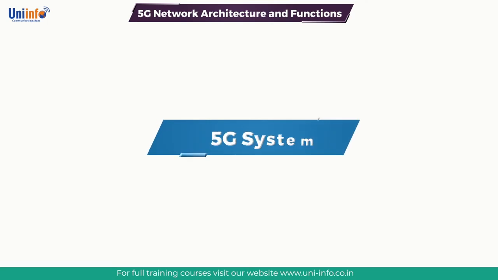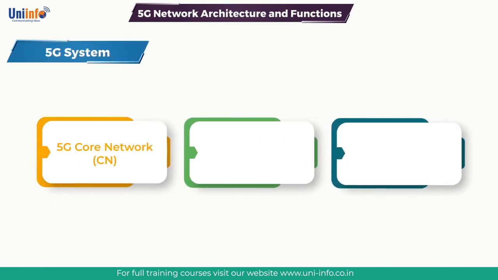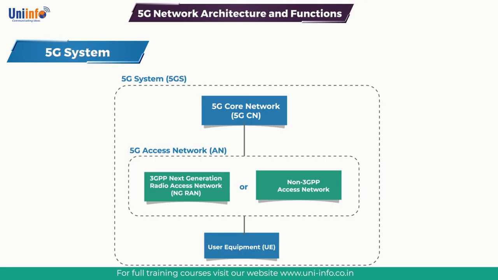Our next topic is 5G systems. The 5G system includes the 5G core network, the 5G access network, and the user equipment. Here the figure on the screen illustrates these components belonging to the 5G system. The 5G core network provides connectivity to the internet and to application servers.